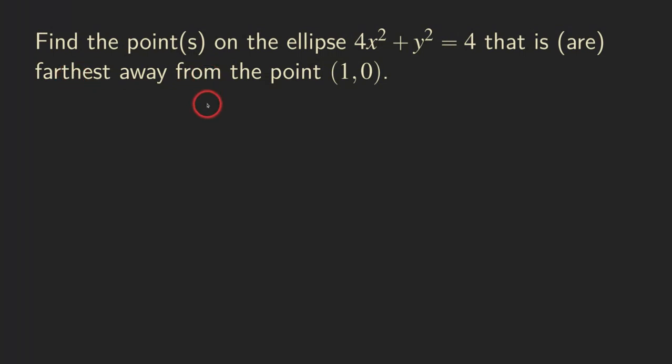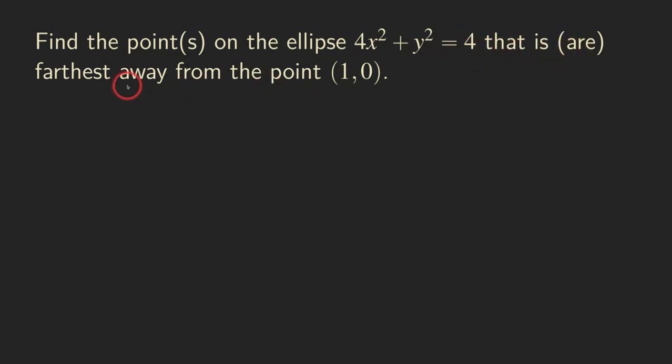Okay, so let's look at this example here. We want to find a point or the points, maybe there's more than one point, on the ellipse. So that's an ellipse, right? As you can see, if you divide everything by 4, then you can turn it into the standard form for an ellipse equation. Then you can see that that will be x squared plus y squared over 4 equals 1. So that's an ellipse equation.